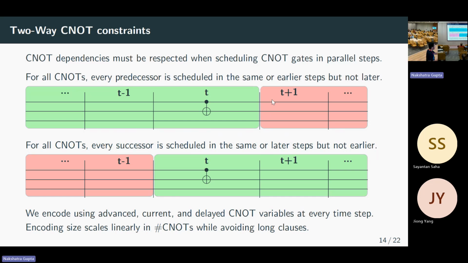And if you encode this naively, we will have encoding size quadratic in the number of CNOTs, and CNOTs can be in hundreds. So we want to avoid that. So we use these auxiliary variables. So at each time step for each CNOT, we have 3 variables: advanced, current, delayed. So we specify whether a CNOT is current, advanced, or delayed to next time step. And then we have some nice clauses, and our encoding scales linearly with the number of CNOTs, and we avoid long clauses as well to help propagation.